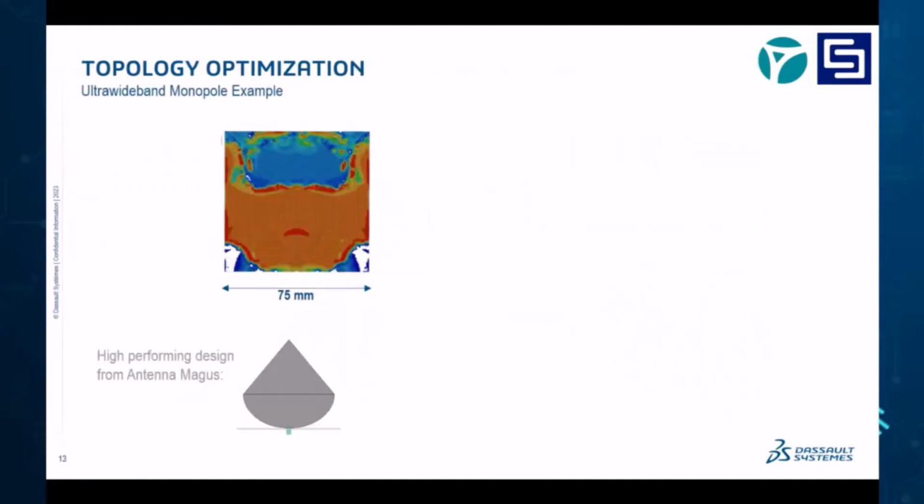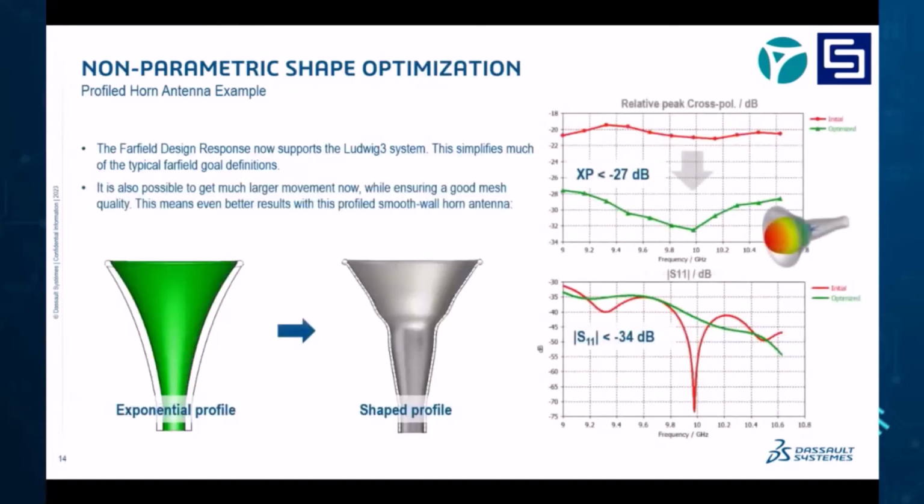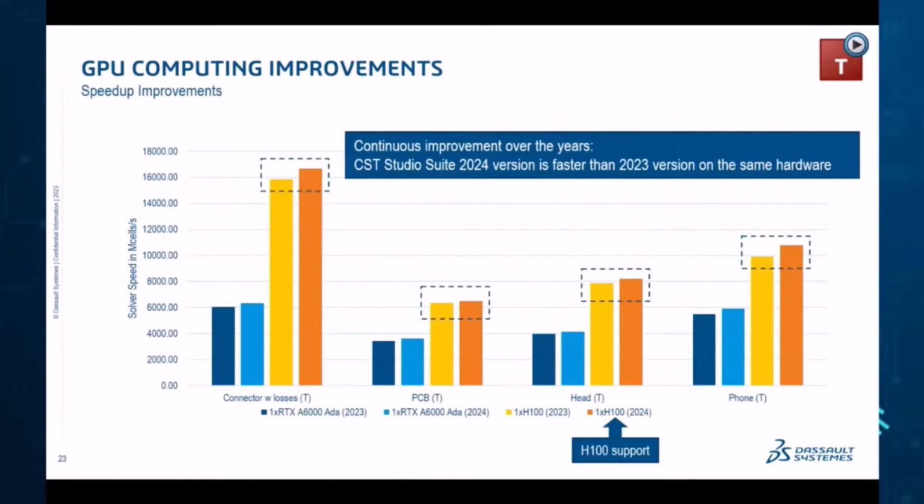We have here an ultra wideband example, and what it is, we defined a metal sheet over a finite ground. It's also possible now for the mesh to make larger movements, and ensuring still a good mesh quality. So you can have a look here. It's an additional speed up that you get only by upgrading your Studio version to the newer version 2024.